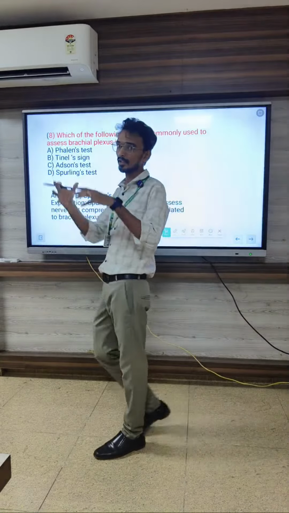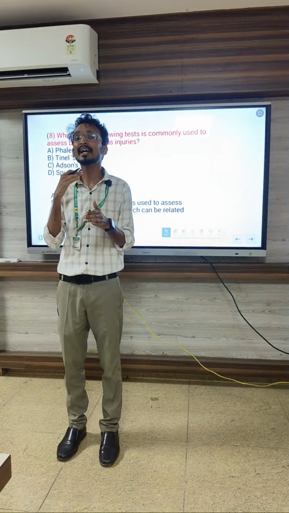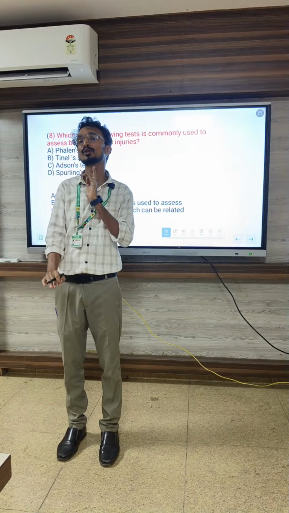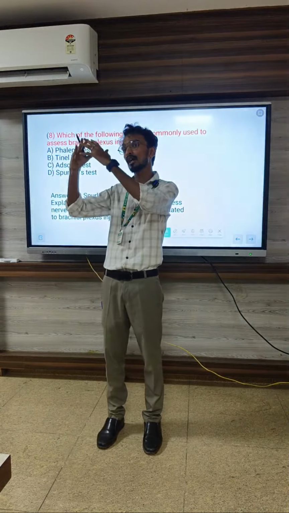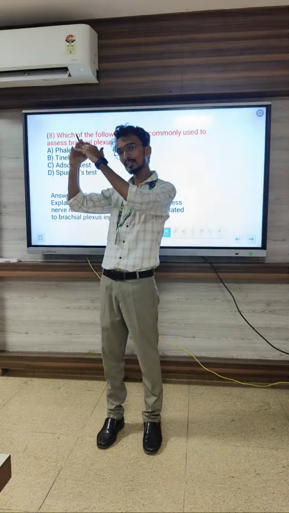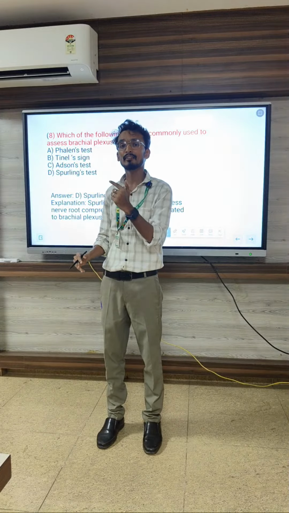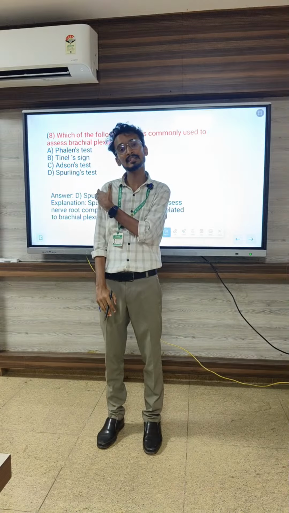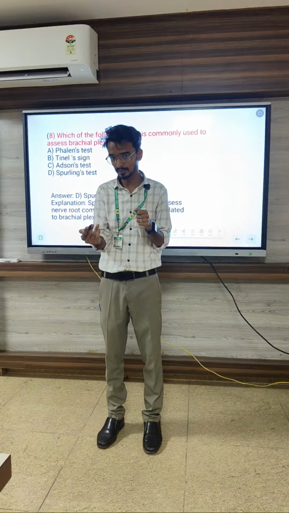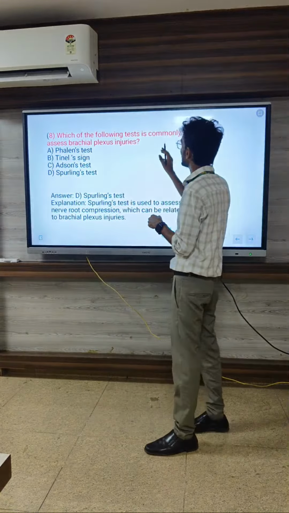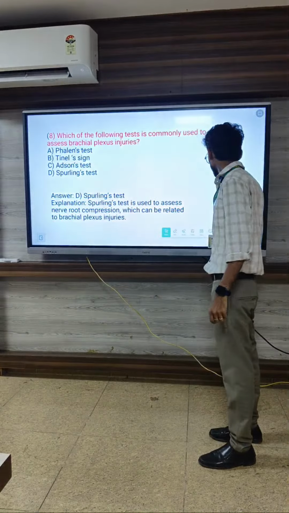Sperling's test. For the position, the patient has to sit, the neck has to be extended, then we have to rotate to the same side. Then we have to apply a little compression to the head. While applying the compression, if the patient feels pain on the same side, then this test is positive. If this test is positive, this indicates there is a brachial plexus injury. Moving on.